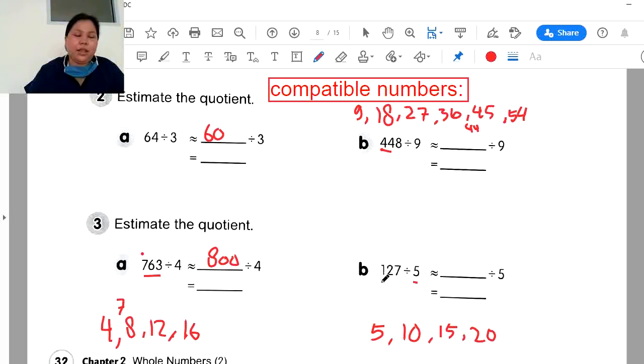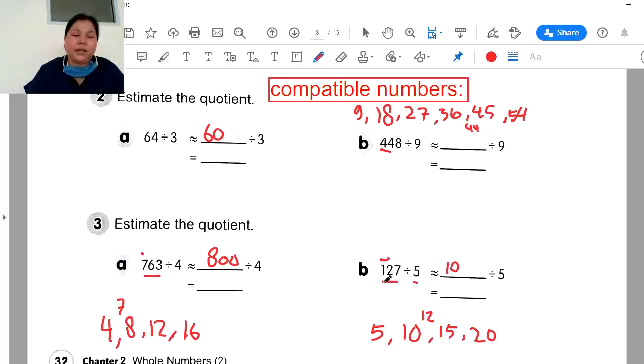So look at the number. If you start with only 1 digit, it is smaller than the divisor, so we cannot proceed. Then we include the 2 digits, which is 12. So where is 12 in the multiples? It is between 10 and 15, right? And this 12 is closer to 10 or 15? It is closer to 10.